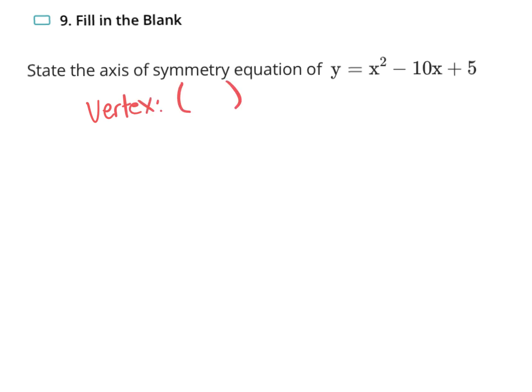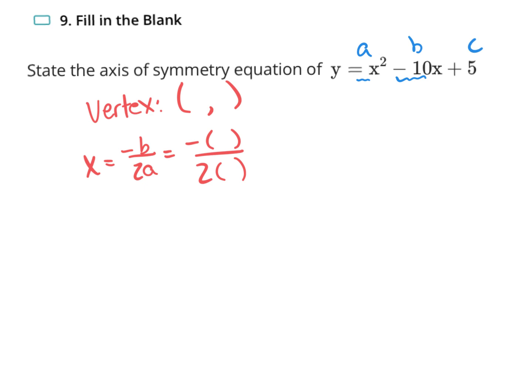The vertex is a coordinate. It's a location on the xy plane. You're going to find the x value of that coordinate using the formula x equals negative b over 2 times a. When you use the formula, please rewrite it as negative parenthesis over 2 times parenthesis. Then identify your b value of negative 10 and your a value of positive 1.